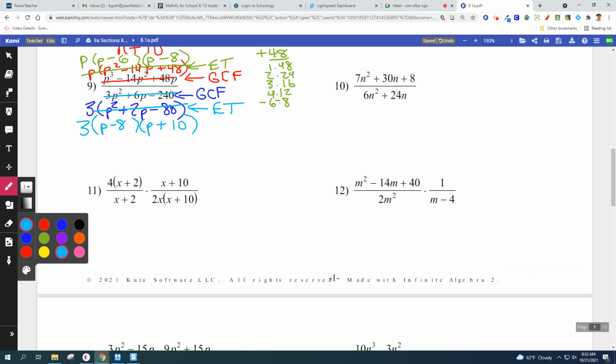And so now you got to kind of step back and see if there's anything that can be canceled out. P minus 8 can cancel out. Correct. P minus 8, P minus 8. But nothing else. Nothing else cancels in this problem. So on the top, I had P times P minus 6. And on the bottom, I've got 3 times P plus 10.